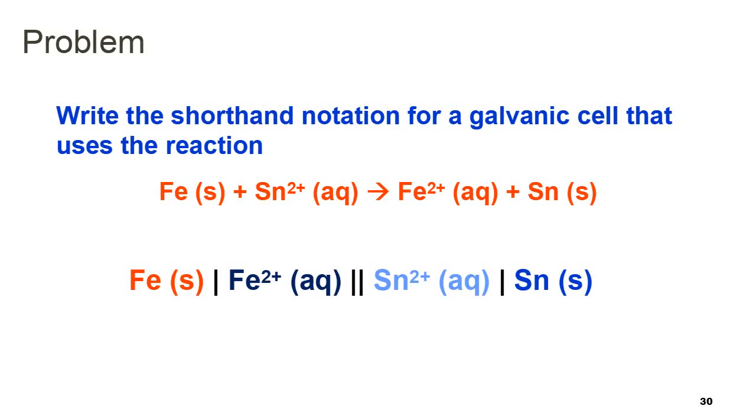Here is a quick test. Write the shorthand notation for a galvanic cell that uses the reaction of iron atoms in tin 2 ion solution. Your answer should be as shown here.